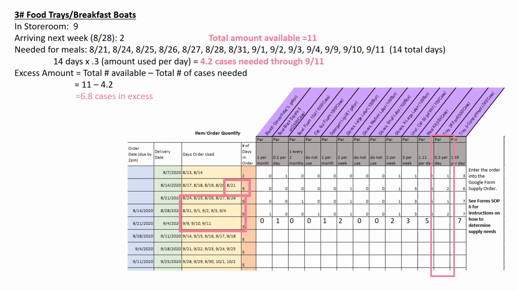We will order 0 today since we know we have enough. This also means we do not need to order the 3-pound food tray for a while. We will use 0.3 cases a day and still have 6.8 cases in excess. Those 6.8 cases will last us 22 more serving days. So we can order 0 for the next few weeks.